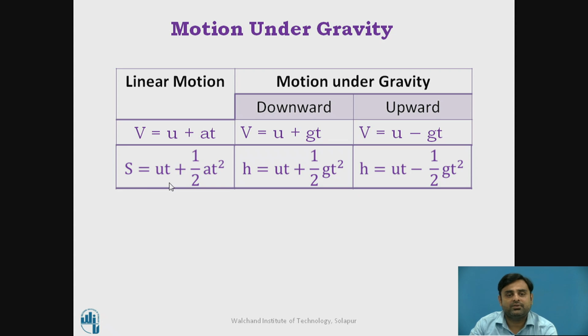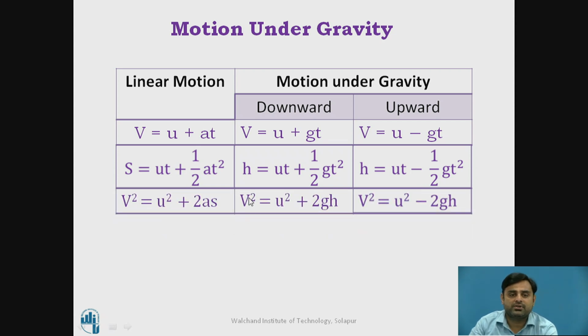Similarly, here s is equal to ut plus half at square. Here s is the displacement. In the motion under gravity we measure the height, so vertical displacement will be there. So instead of s we are taking height, and instead of a, g, the acceleration due to gravity, will be there. If the motion is downward, g will be plus. If the motion is upward, this g will be minus.